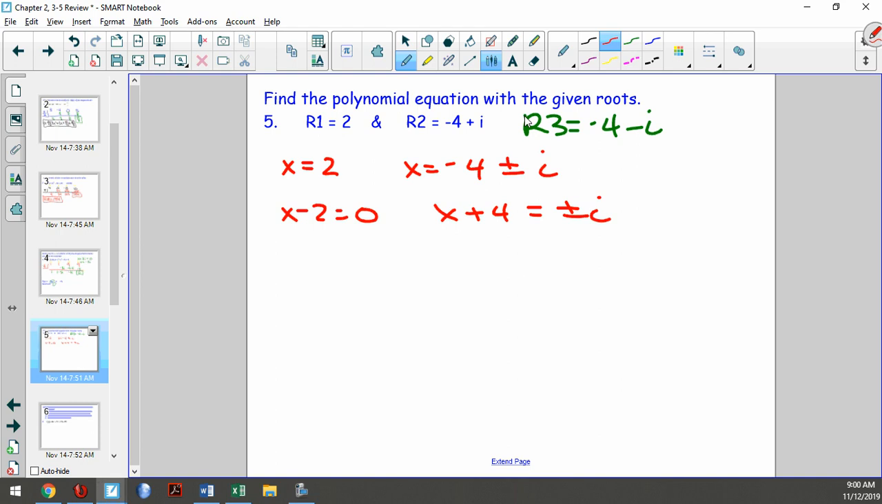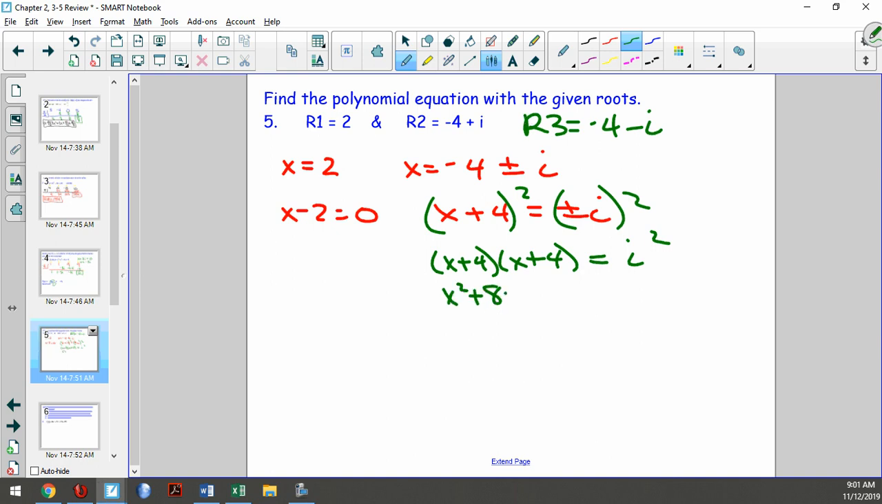Now, what do I not like about the x plus 4 is equal to plus or minus i? The plus or minus. And I obtained that by taking the square root of both sides. So how do I get rid of this, the plus or minus? I'm going to square both sides. So that's going to give me an x plus 4 times an x plus 4 is equal to, what is i squared going to be then? A negative 1. So I'm going to FOIL the left-hand side. x squared plus 8x.